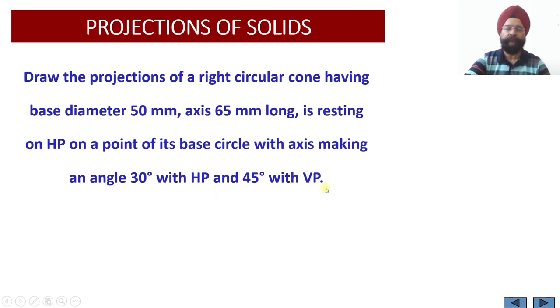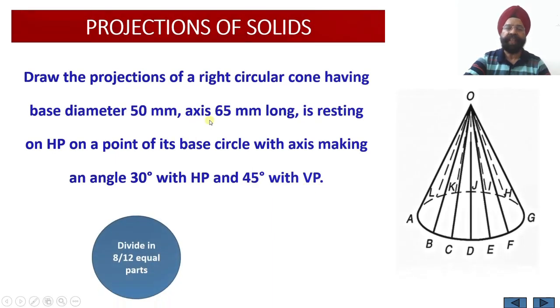So here we need to remember one thing, that the true length of the axis is inclined at an angle of 30 degree with respect to the horizontal plane initially, and then the same true length is inclined with respect to the vertical plane at an angle of 45 degree. That is, in both the cases the true length of the axis is inclined at 30 degree to HP and then 45 degree to the vertical plane. So this angle of 45 degree which is provided to us, this is the angle phi.